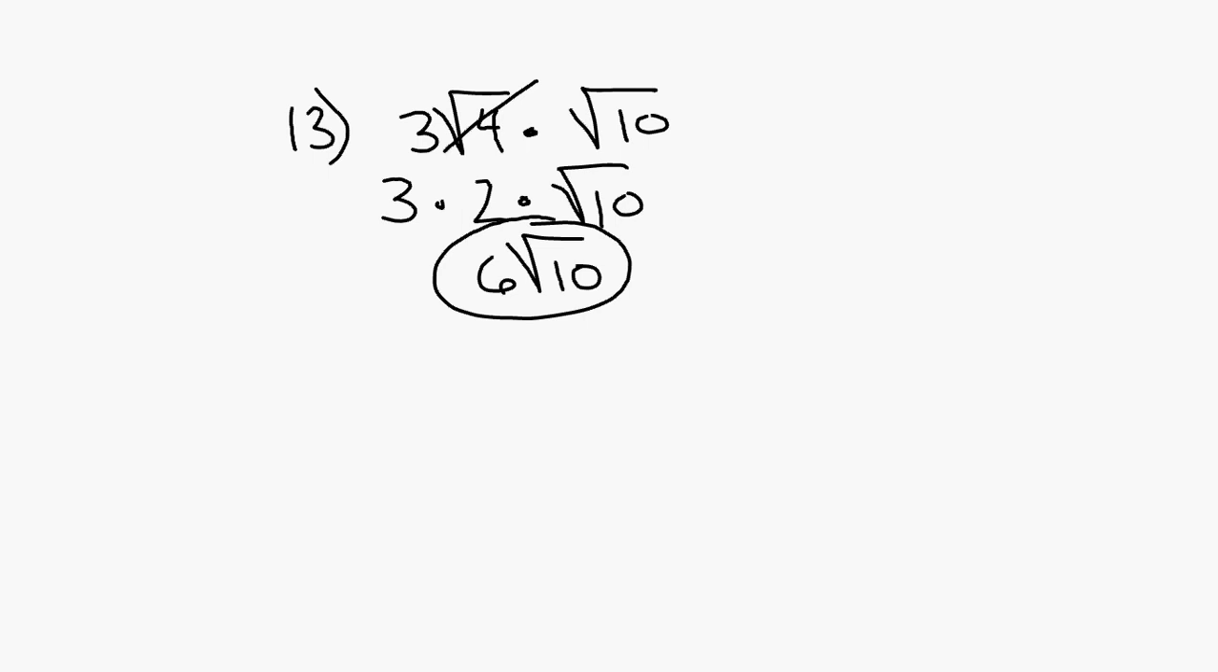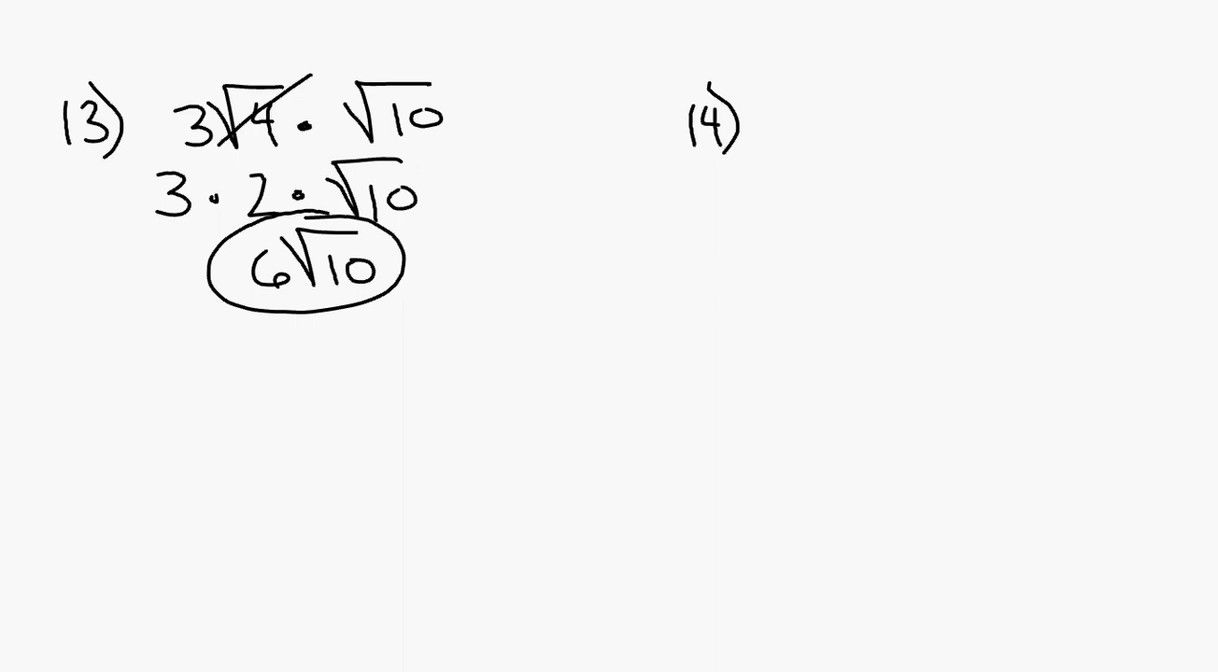Number 14. Negative square root of 10 times square root of 4. The square root of 4, again, is a perfect square. It's equal to 2. Don't forget this negative sign. It means negative 1. So you got negative 1 times 2, which is negative 2 times the square root of 10.